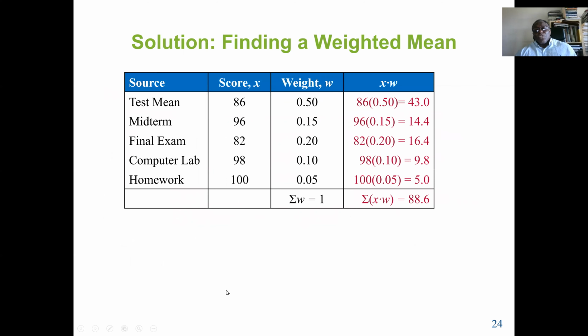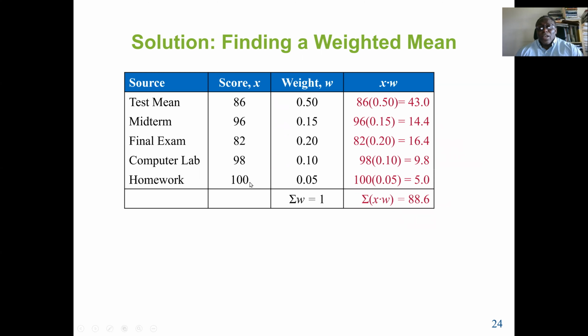Now we have to be careful with the weights. The weight for each score is its percentage of the final grade. So the question said the test mean is 50%, that's the weight. Midterm, the weight is 15. Final, the weight is 20%. Computer lab assignment, the weight is 10%. And then the homework, the weight is 5%. But here we know this is our weight, again the percentage of the final grade.